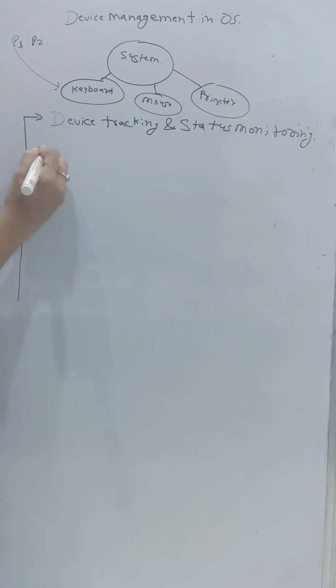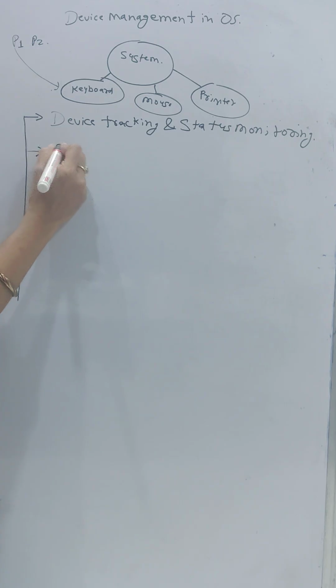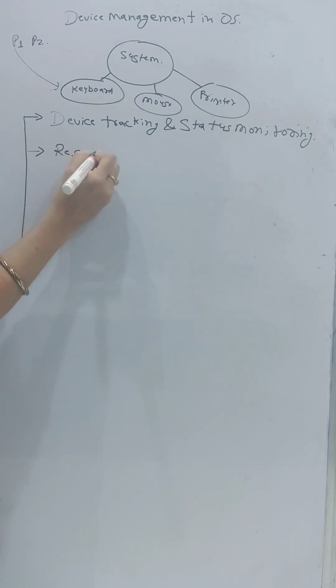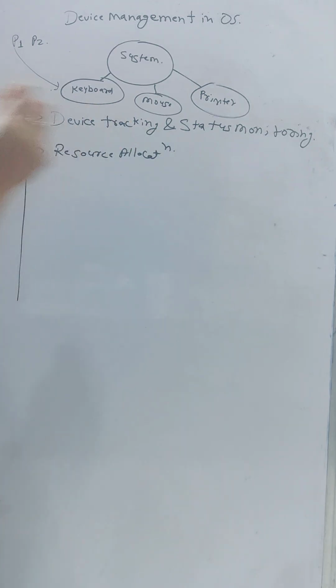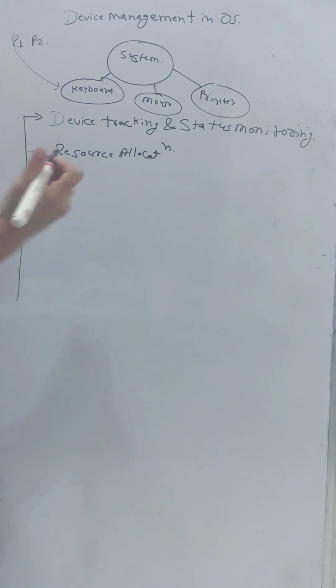Now the second point is device resource allocation. Whenever any process comes and is required to use particular devices, this resource allocation will also be done by the operating system.